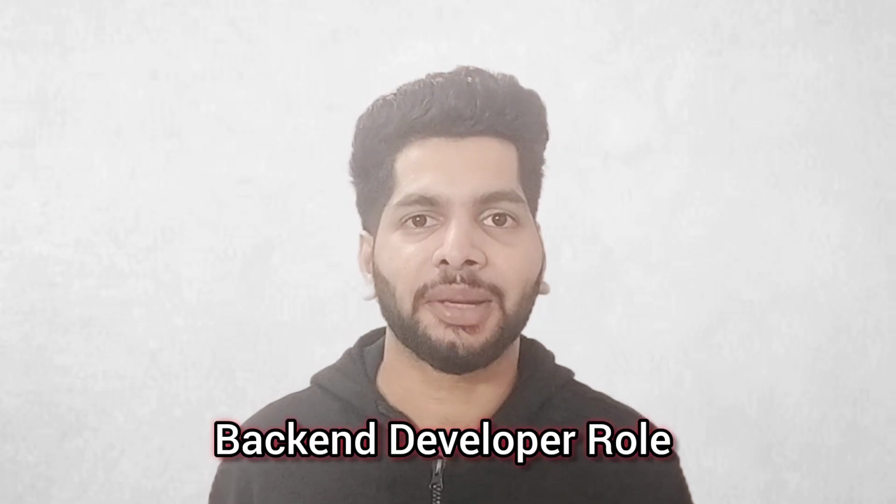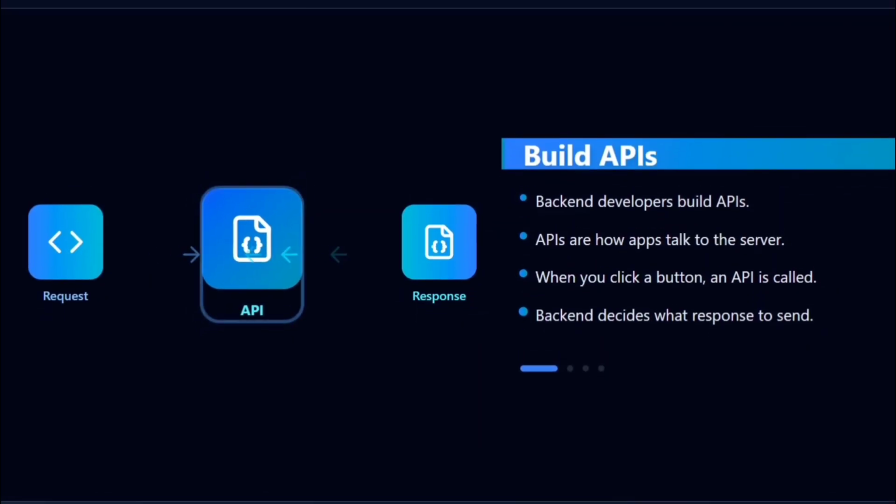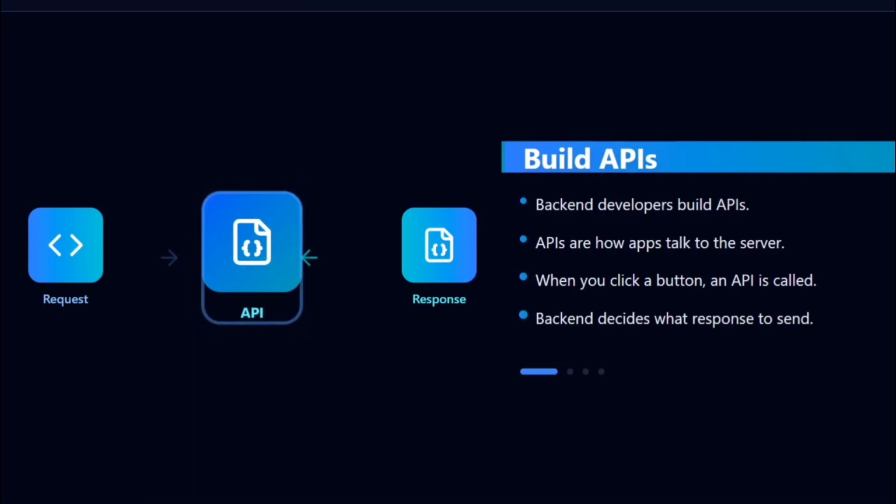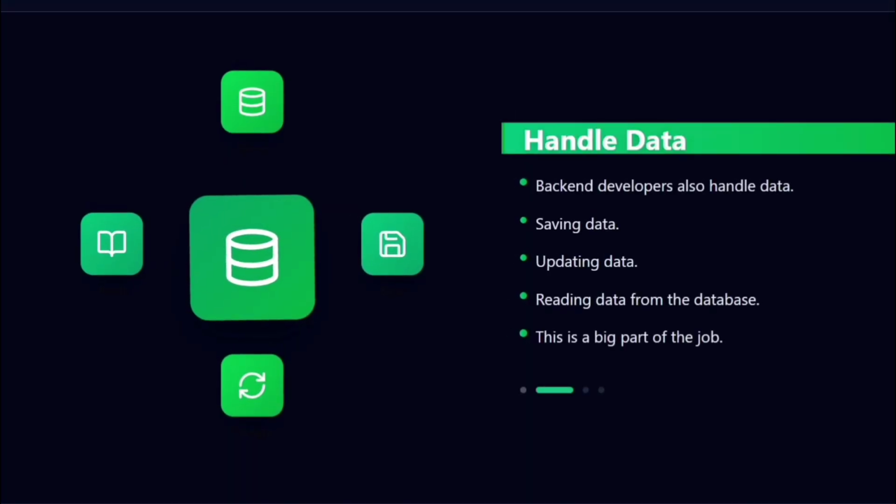So now you might be thinking, okay, but what does a backend developer actually do? Let me explain it simply. Backend developers build APIs. APIs are how apps talk to the server. When you click a button, an API is called. Then backend decides what response to send. Backend developers also handle data: saving the data, updating the data, reading data from the database. This is a big part of the job.